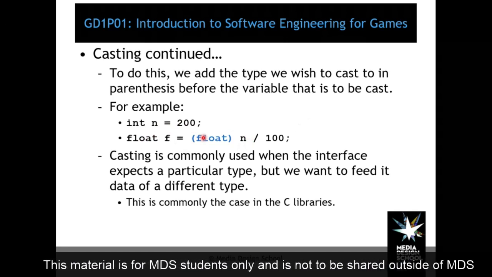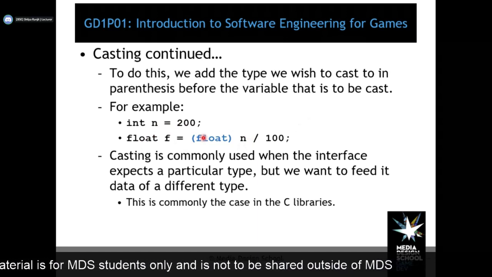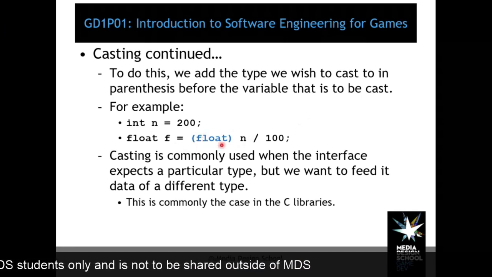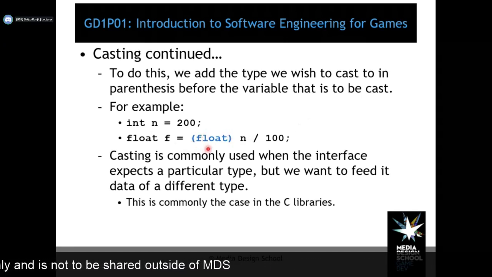All right. So have you understood the basic explicit casting method? Just give the data type in parentheses. Okay.